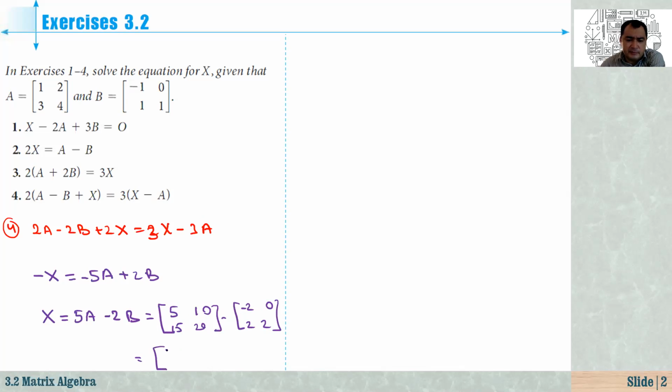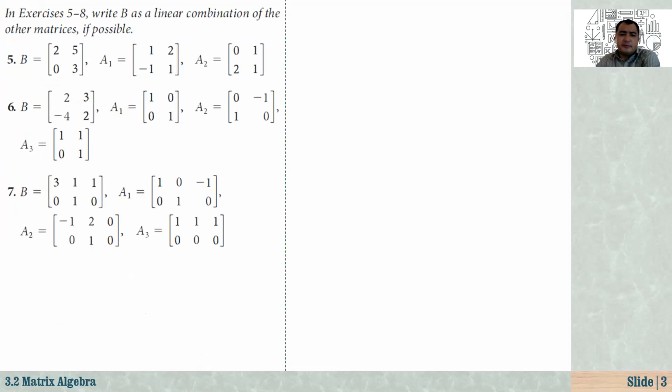5 minus 2 is 7, 10 minus 0 is 10, 15 minus 2 is 13, 20 minus 2 is 18. That is one example of solving these kinds of equations, very similar to solving equations in algebra. But if you have multiplication, you should be a little bit careful.